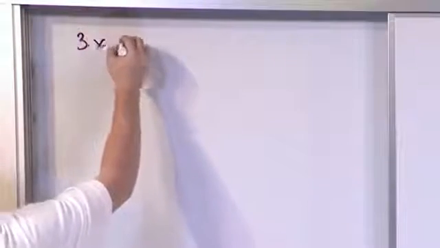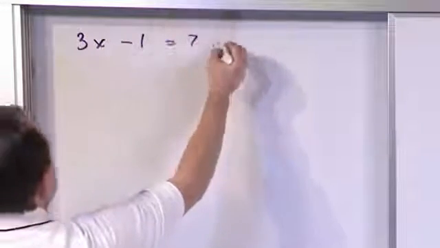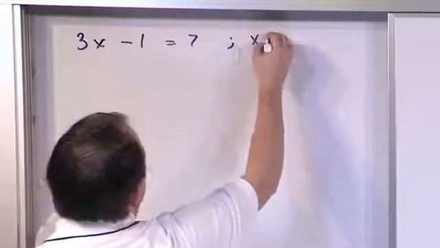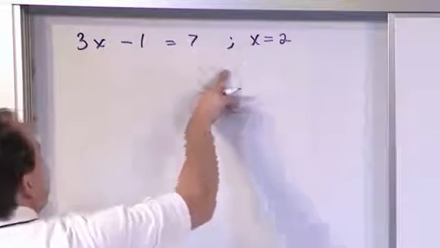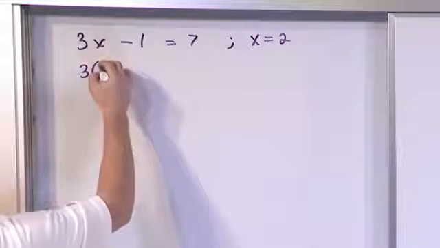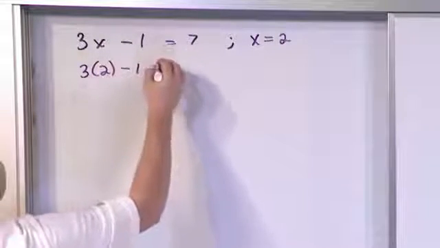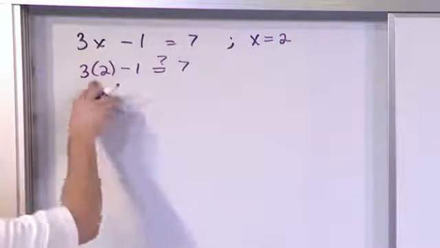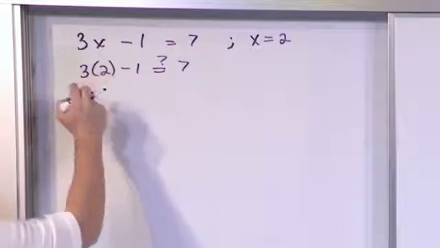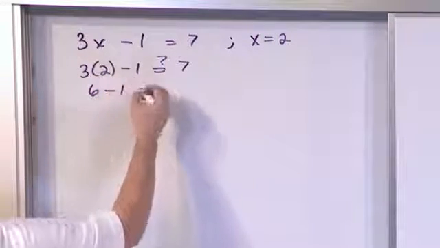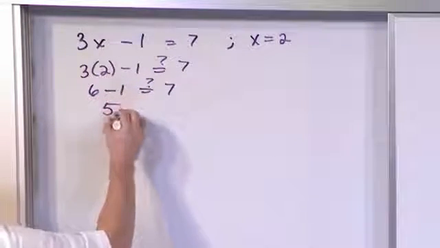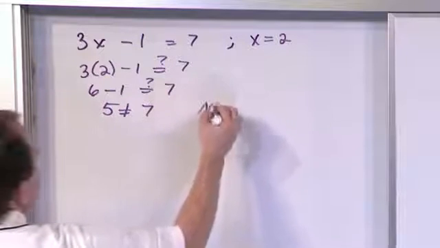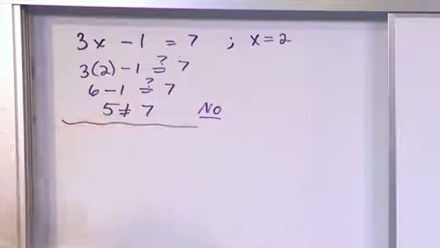3 times x minus 1 is equal to 7. And let's say that x is equal to 2. Is this a valid solution to this equation? So we stick 2 in for x and we'll get 3 times 2 minus 1 equals with a question mark 7. 3 times 2, we have to do this first because this is multiplication. We get 6. We still have to subtract the 1 like this. 6 minus 1 is 5, which, as you know, is not equal to 7. So no, this is not the solution to this equation because when you plug it in, you don't get the answer you expect.